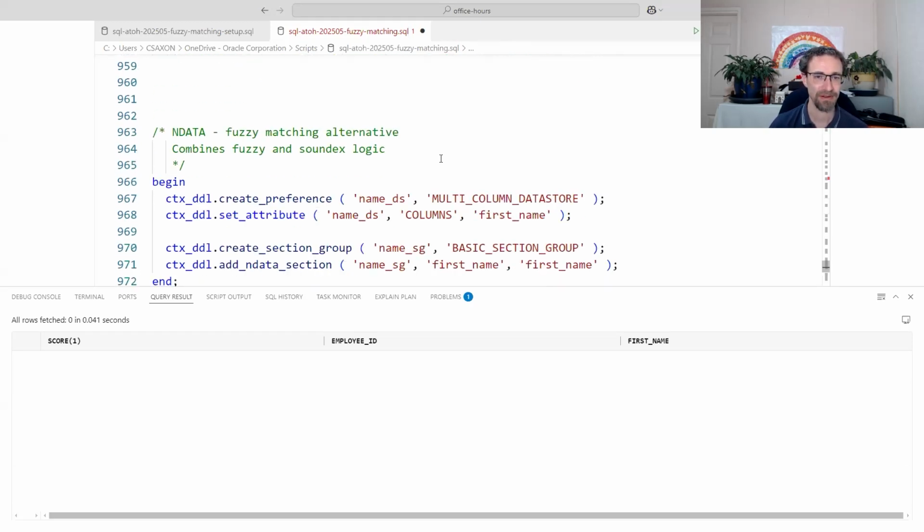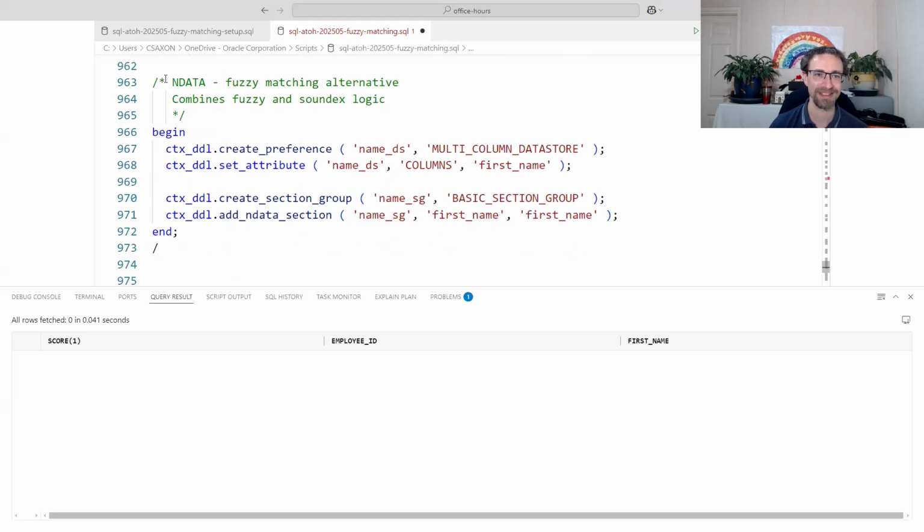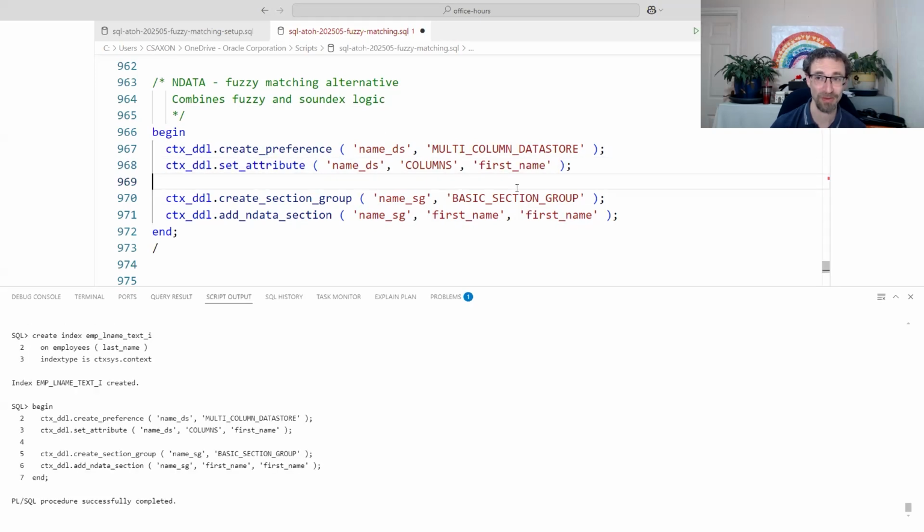Well, there's an alternative. There is something else we can do. There's this ndata. This is, again, an internal proprietary algorithm that combines fuzzy and kind of soundex-like logic. I don't think it's actually a SOUNDEX, but it combines these things. Now, if you've got XML or JSON or something like that, the idea is you can pull out attributes within it, but we can also use this ndata to create these named data stores and pull out bits with column values.